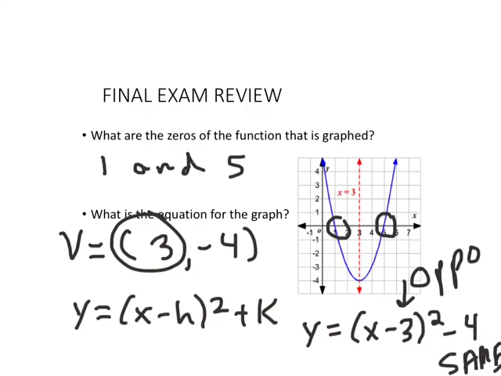So make sure you have something about those two examples down in your notes. You might want to have something about the zeros being where the graph crosses the x-axis, and then something about vertex form and plugging in the vertex. So those are your first two examples for the Chapter 10 final exam review. Let's go ahead and jump into a couple more examples.